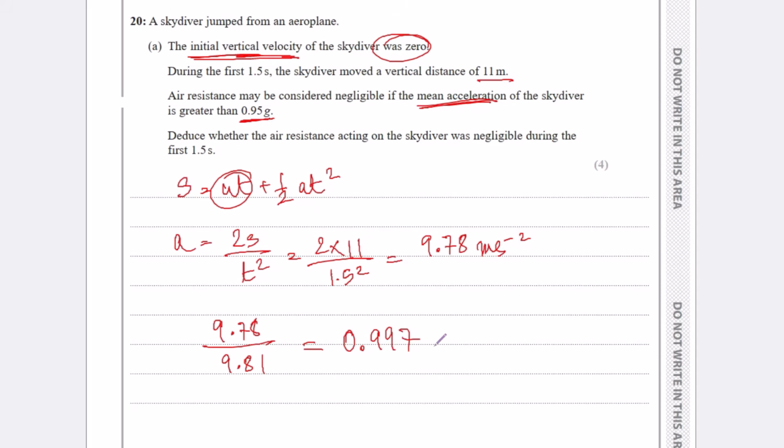So this is 0.997 G actually. And the question says if it is greater than 0.95 G, then air resistance can be assumed to be negligible. But since this value, 0.997 G, is much greater than 0.95 G, air resistance can be negligible.